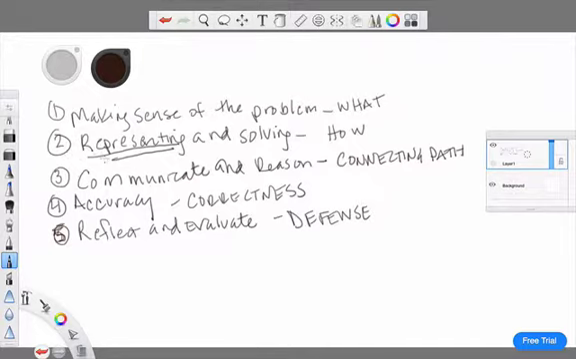Then number 2, you're going to be representing and solving the problem, and that's the how. How you're solving this problem, again, this is kind of similar, is that you're going to use skills and strategies that fit the problem. And you're going to show all of your work. If you need to use a diagram, a picture, a model, numbers, or symbols, you're going to show all of that. Show as much as you can.